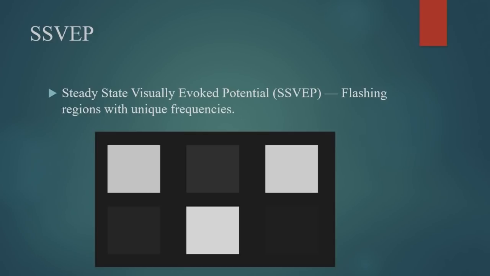So, when the user is gazing at a specific frequency, the same frequency is triggered in the user's brain waves, and since it's being triggered in the user's brain waves, you are providing active control to the user, where he can make choices from a screen by just looking at them. So, this is the paradigm steady state visually evoked potential, and this project adopts this technique, and this is the overview of the system.